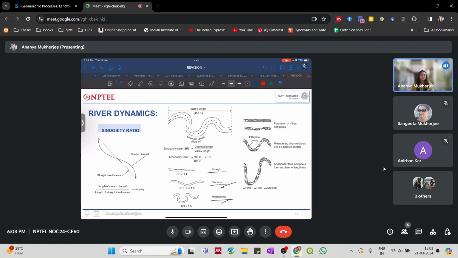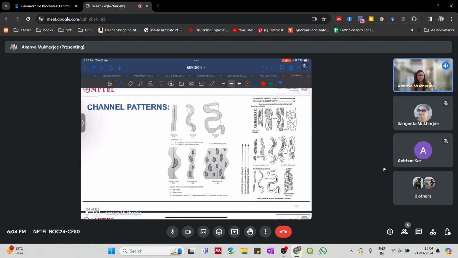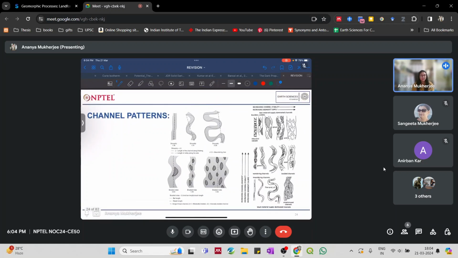Okay, so sinuosity ratio gives us an understanding of how the river channel is responding to the different topographical and tectonic changes that occur. So there are a few basic channel patterns. You have straight, you have sinuous, then you have meandering, then you have another index, that is braided index. Braided indexes are actually point bars that are formed due to deposition of sand or silt in between the river channels, so in the middle of the river channels.